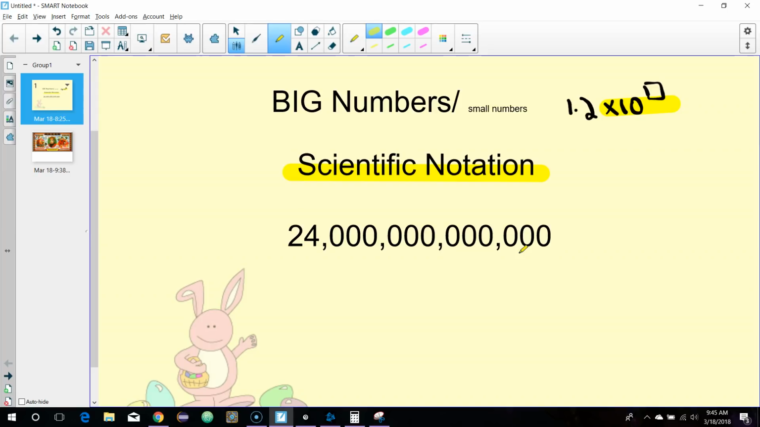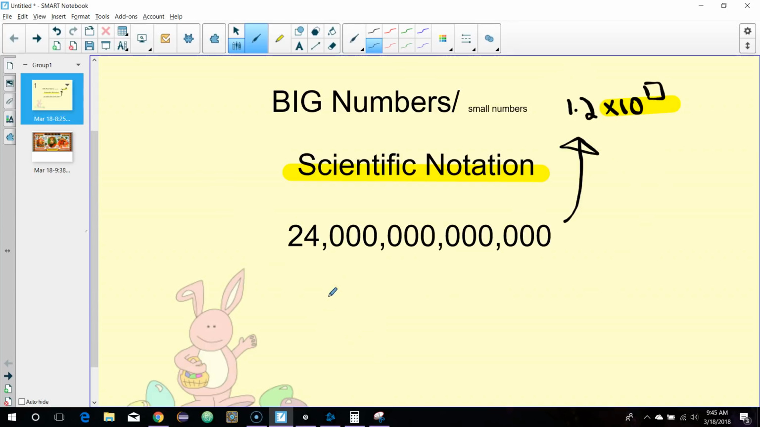We want to find a way to shorten it. We want to somehow convert this into something looking like this. So instead of 24 trillion, or 24,000,000,000,000 and another 000, which is just not nice. How we can do that is, if you notice, the first part has to be like a decimal.